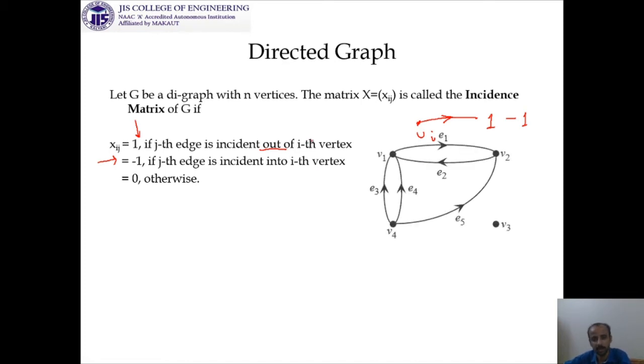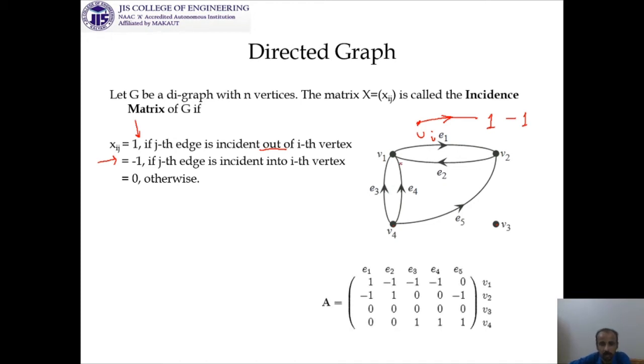So this is our directed graph. 1, 2, 3, 4: 4 vertices are there. 1, 2, 3, 4, 5: 5 edges are there. So let us build the incidence matrix: V1, V2, V3, V4 and E1, E2, E3, E4, E5.